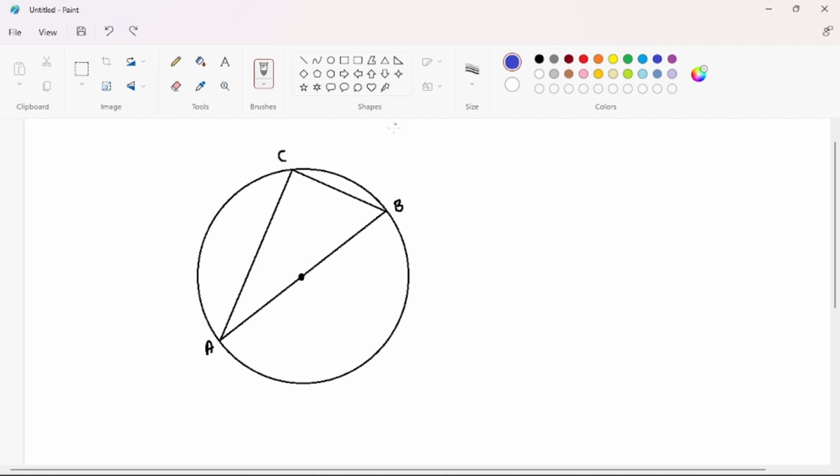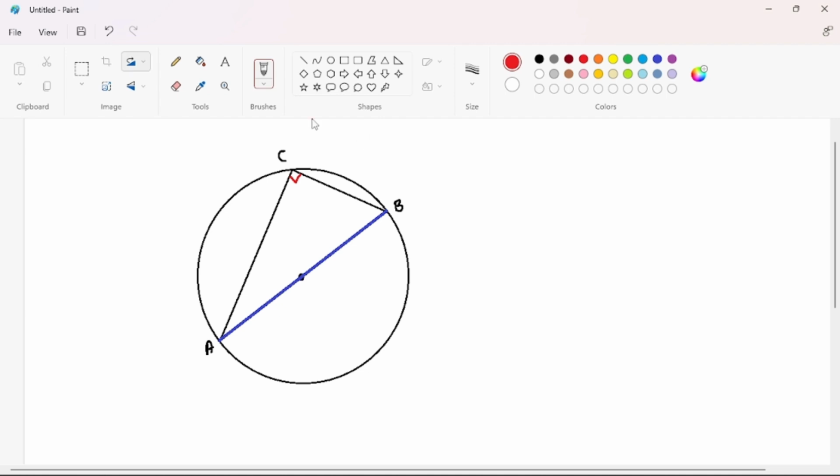So where is our diameter? Our diameter is basically AB. So that's our diameter. And then our next question will be, which angle does this diameter subtend at the circumference, right? So it subtends angle C. So our angle C is going to be what? It's going to be 90 degrees.